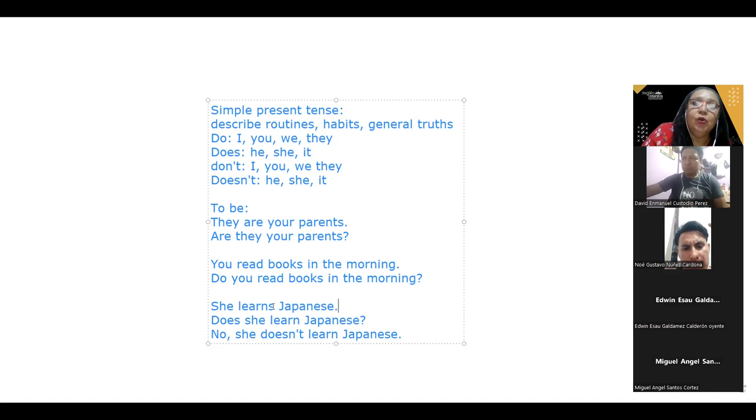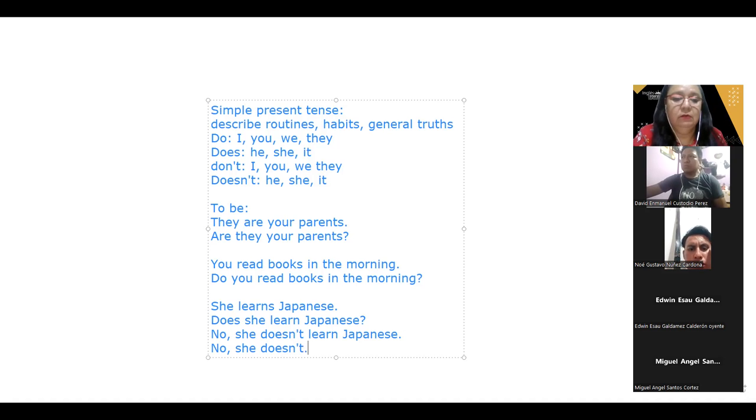Si terminara en O, le vamos a agregar ES. Is that okay? Is the double negative necessary, no and doesn't? Yes, because here you have no, comma. She doesn't learn Japanese. And actually, this is the full answer, but the short answer should be: No, she doesn't. That is a short answer.